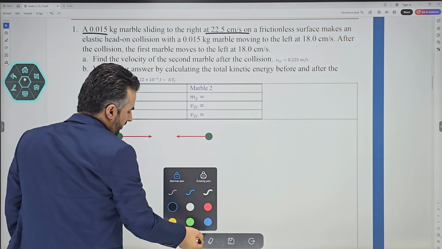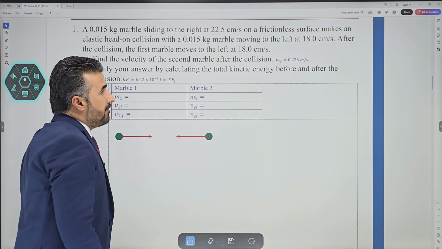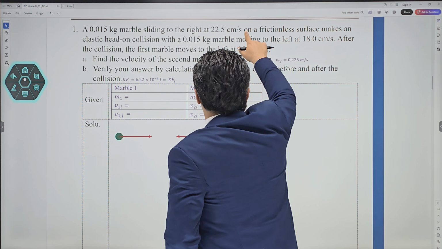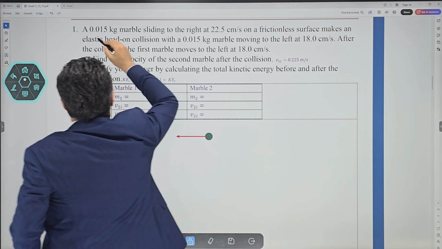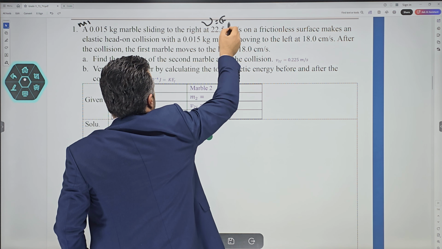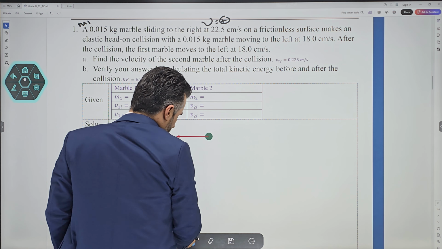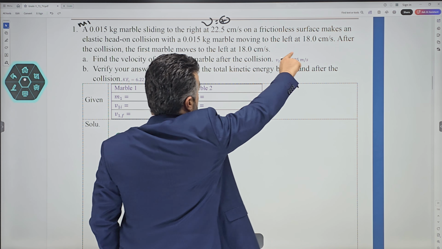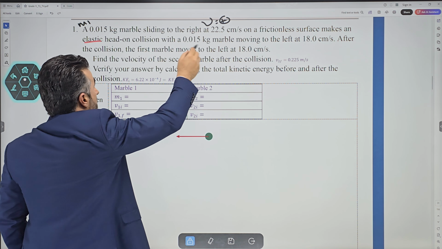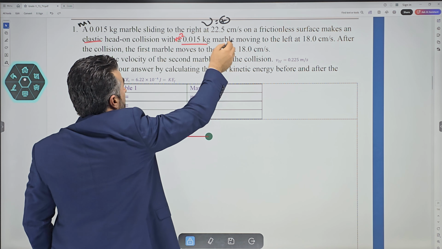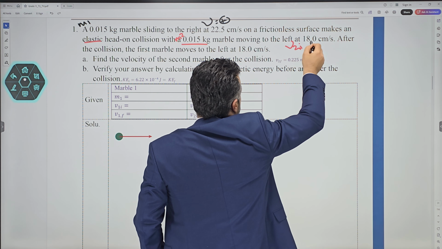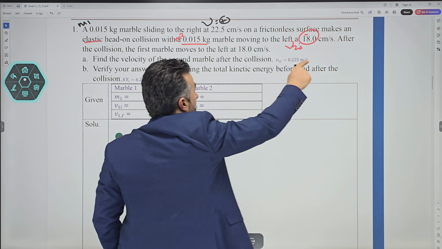Most of the time we convert centimeter to meter, but if you look at the numbers, just bear with me. On a frictionless surface, this is mass 1, this is V1, it's to the right, which is positive, in centimeter per second. It says a frictionless surface makes an elastic head-on collision with another marble, so this is going to be M2, moving to the left, so V2 initial is equal to negative 18 centimeter per second.